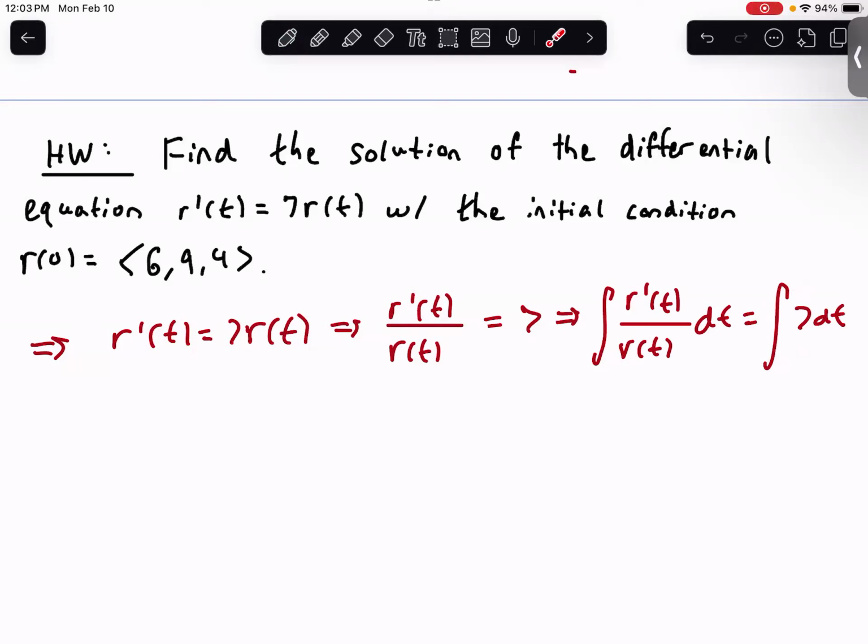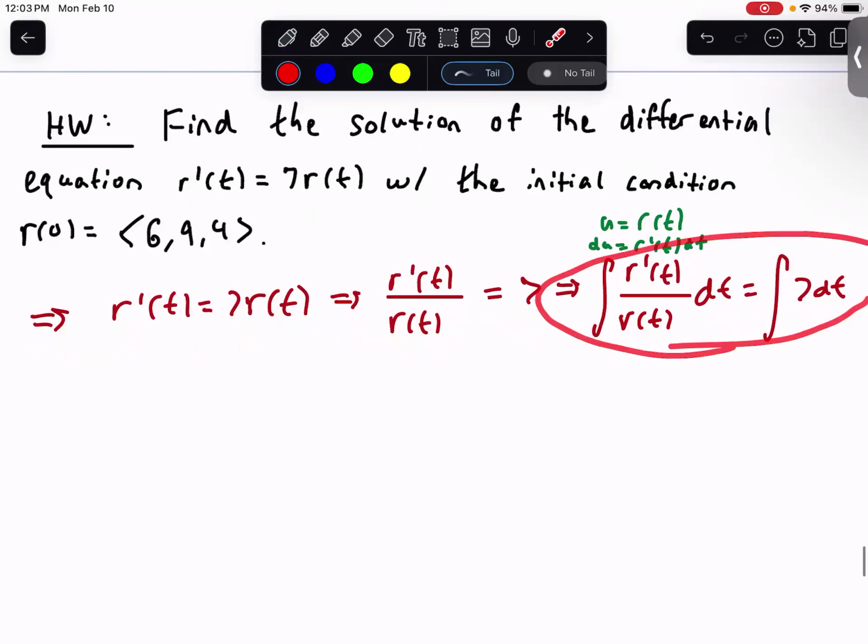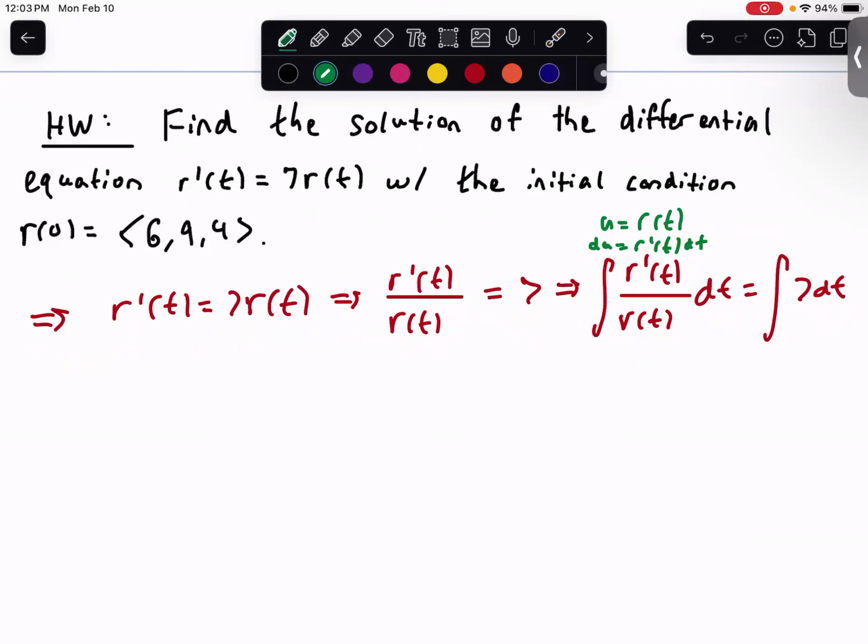But on the left, if we want to solve this integral, we use u substitution, where we're just going to let u be equal to r of t, which then implies that du is equal to r prime of t dt, which is exactly what we have in the numerator. And so you can see that this integral ends up just being equal to the natural log of r of t. So this ends up giving you the natural log of r of t is equal to 7t plus c.